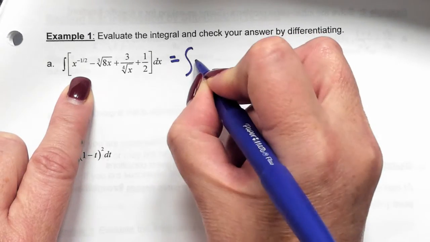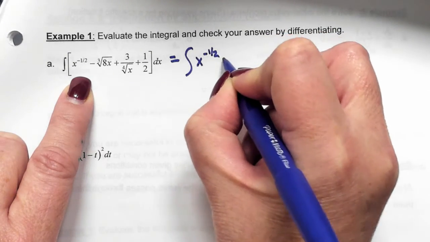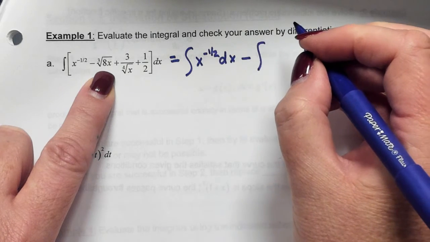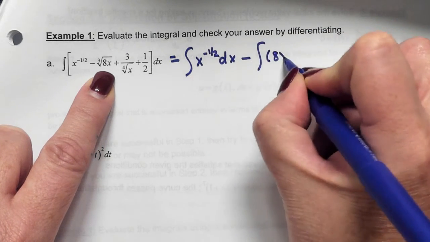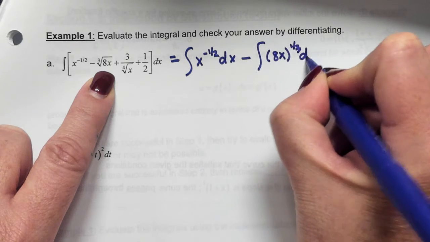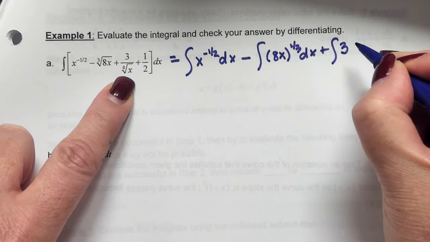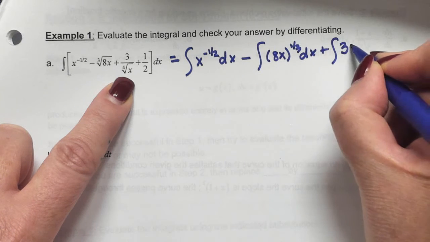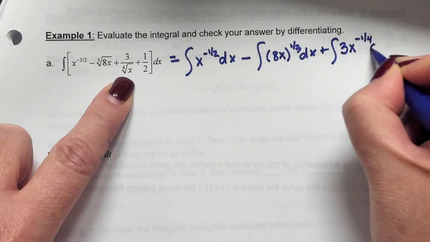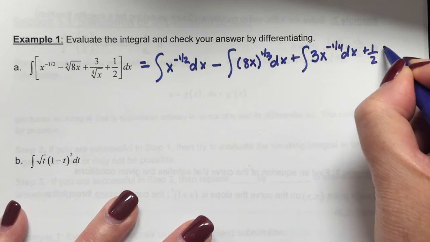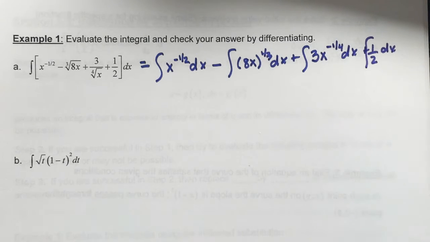So I can rewrite this as the integral of x to the negative 1/2 dx minus your integral. Again, I can change this cube root of 8x into 8x to the 1/3 dx plus your integral of 3. Now again, I've got the 4th root of x in the denominator, so I can change this into x to the negative 1/4 dx plus 1/2 dx. So by my addition and subtraction rule of integrals, I can integrate term by term.